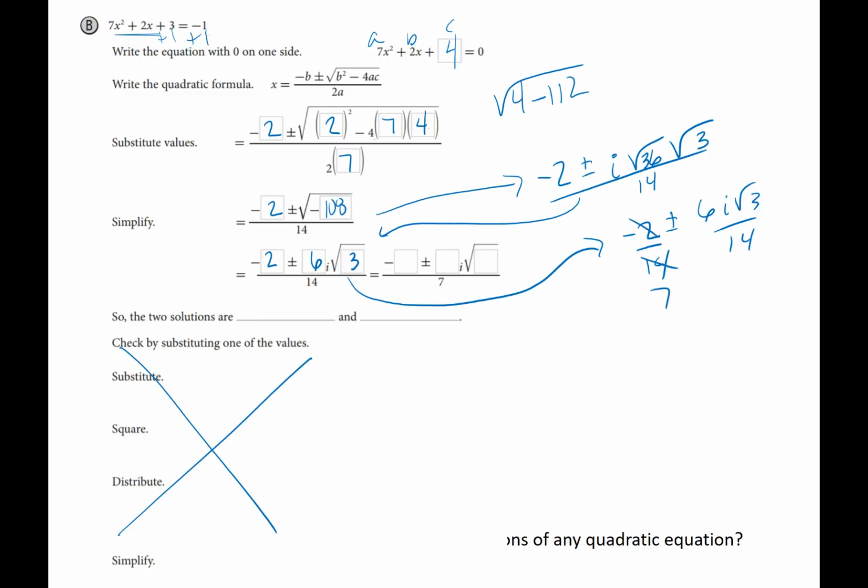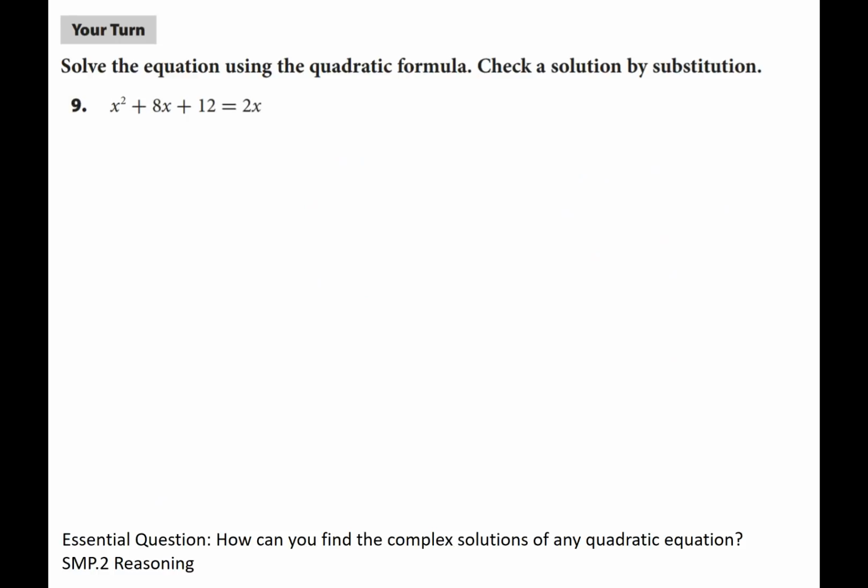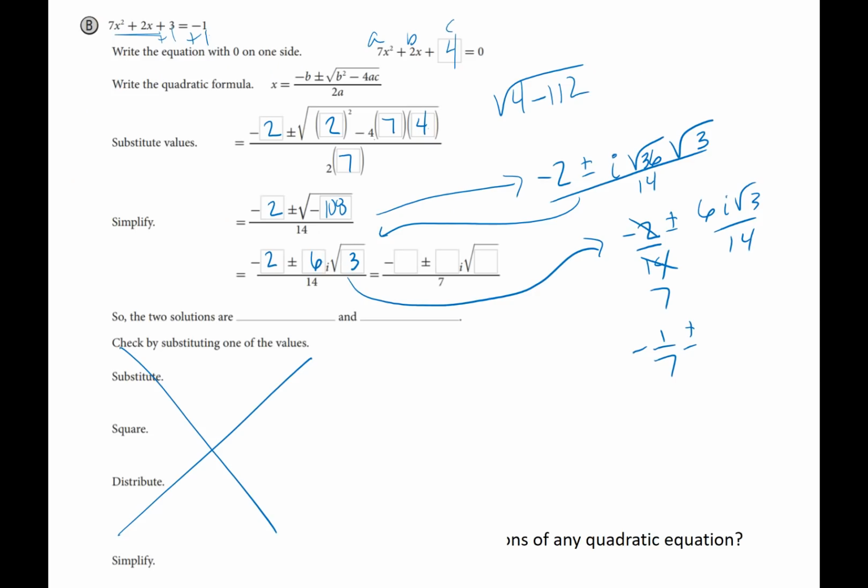2 goes into 14 7 times. So I have negative 1 over 7. Oops, sorry. Okay. And then 2 goes into both 6 and 14, so this is going to be 3 and 7. So plus or minus 3i squared to 3 over 7. And again, you can always rewrite it as one single fraction when they have a common denominator, which is what they would have filled in there.